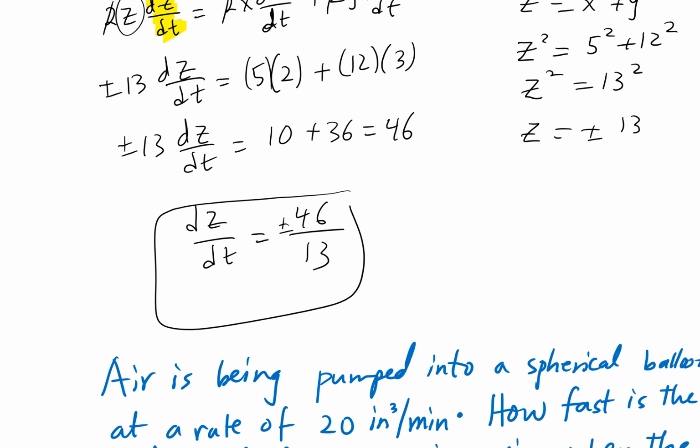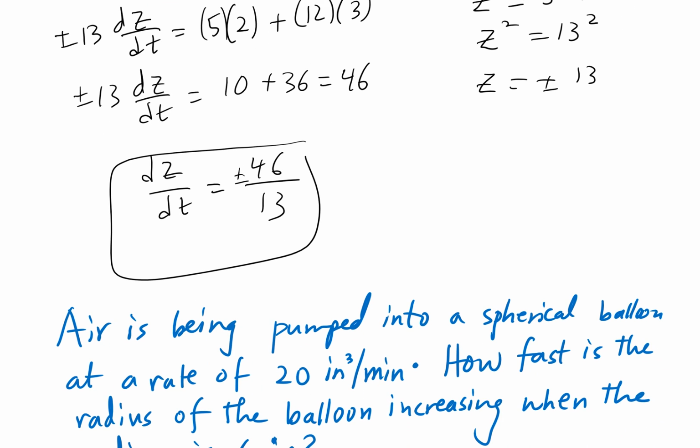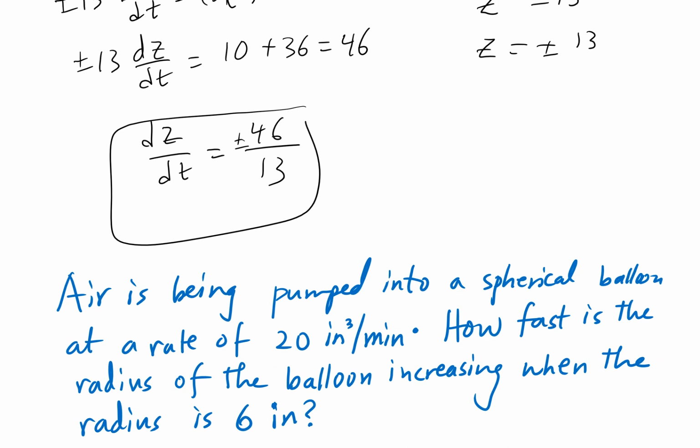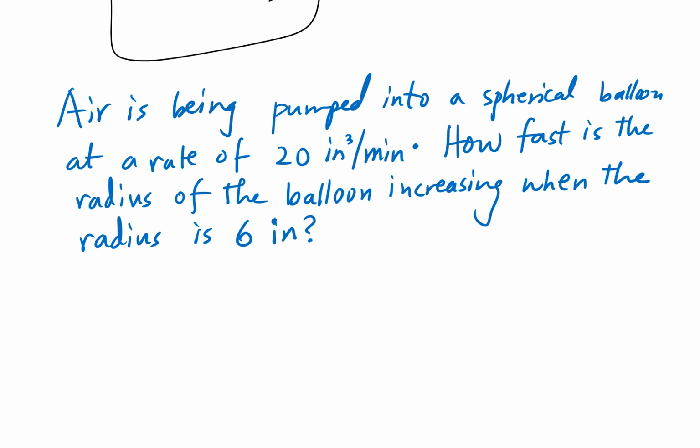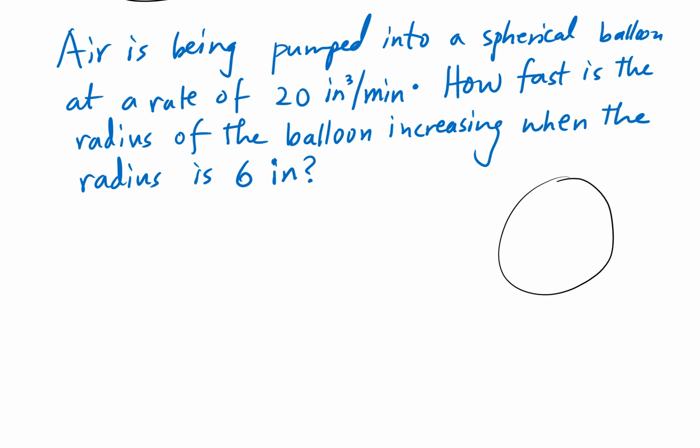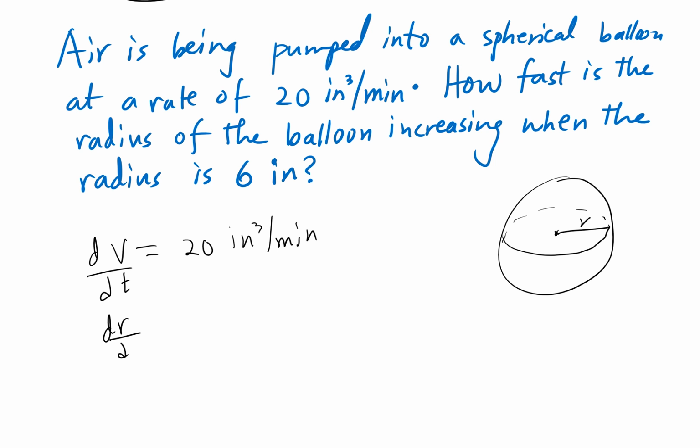We may move on now to a word problem. So if you look at this one, this is a spherical balloon, radius r. They give us dV/dt, as you can see from the units, 20 inches cubed per minute. How fast is the radius of the balloon increasing? What is dr/dt when the radius is 6 inches?